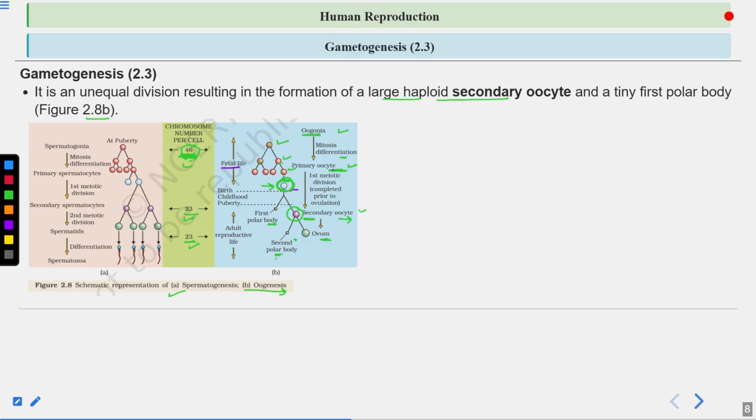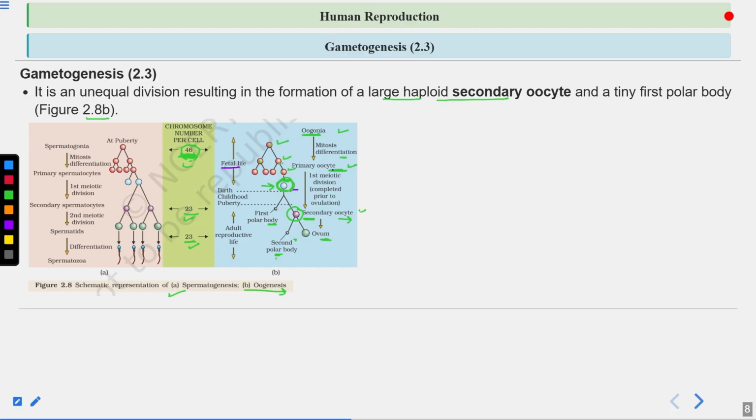Or you can also differentiate oogenesis into these 5 stages. The first one is the prenatal stage, meaning the fetal stage. In this, the primordial germ cells will form the oogonia. Then there is the antral stage. So the antrum is formed in the tertiary follicle, which consists of the primary oocyte. This primary oocyte is arrested in prophase 1 of meiosis.